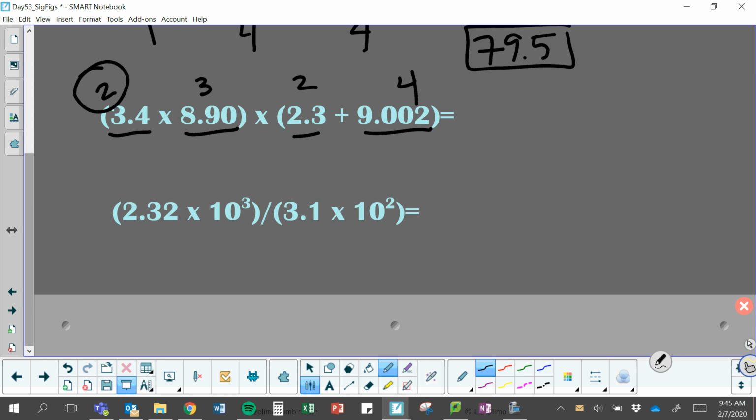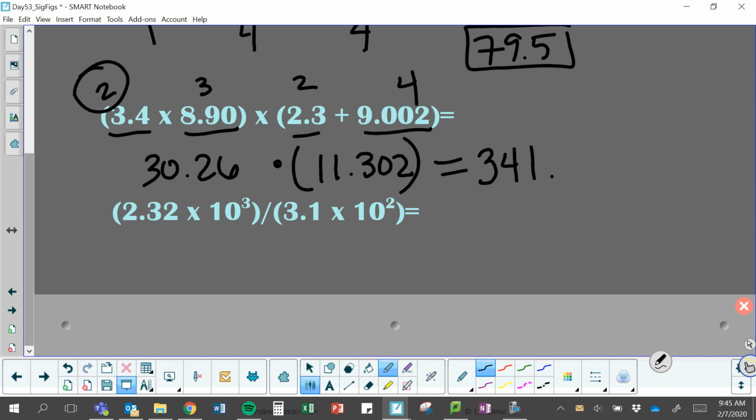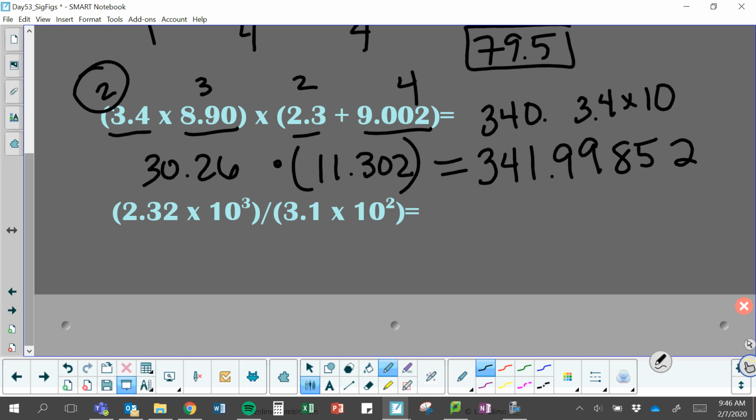So you could put some of these in and get that this is 11.302, and then you're going to multiply by 30.26, or you could just type actually the whole thing into your calculator. Just be careful with your parentheses. So your answer should be 341.9985. But we only want 2 significant figures, so it would be 3.4 times 10 to the second.